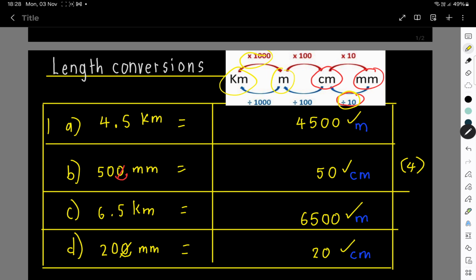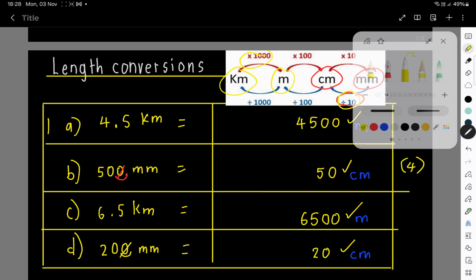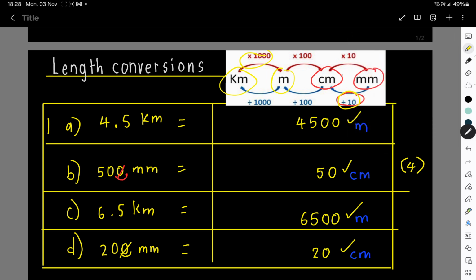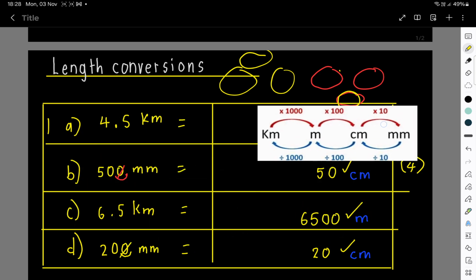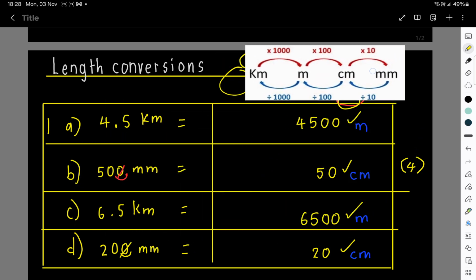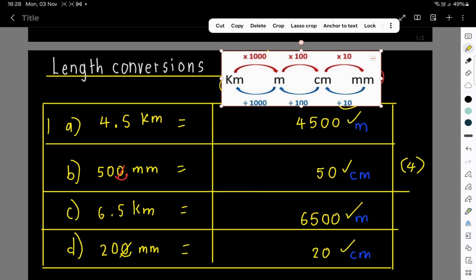Please use this rule. It is very important, this rule here that is floating. Use that rule and practice.